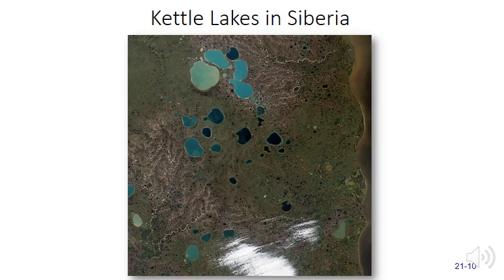This is an aerial image of some kettle lakes. So you see this potted landscape where large bodies of ice have melted slowly over time, leaving a recess that develops into a kettle lake.